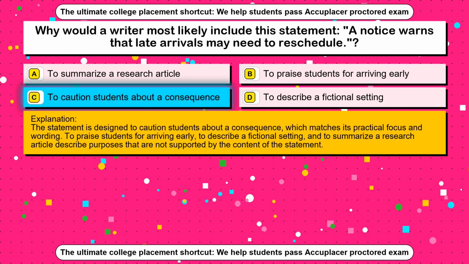The statement is designed to caution students about a consequence, which matches its practical focus and wording. To praise students for arriving early, to describe a fictional setting, and to summarize a research article describe purposes that are not supported by the content of the statement.